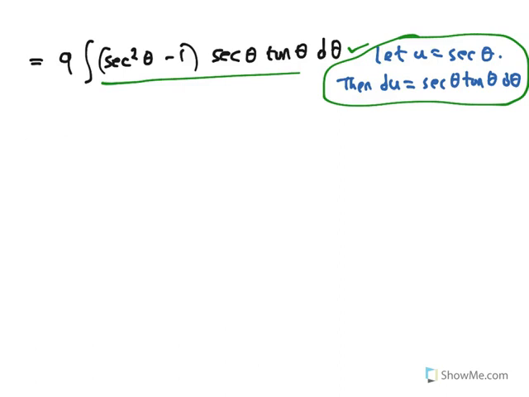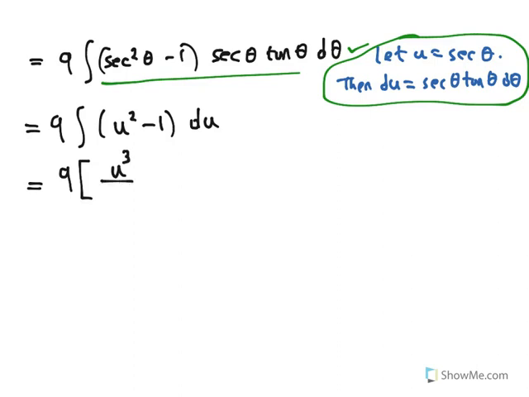So now we have 9 times, I will replace secant theta with u, so we have u squared minus 1, and secant theta times tangent theta d theta will be replaced with du. And of course, this is something that is very easy to integrate. You would use the power rule for integration, add 1 to the exponent, and divide by the new exponent. And this is what we have as our antiderivative in terms of u.